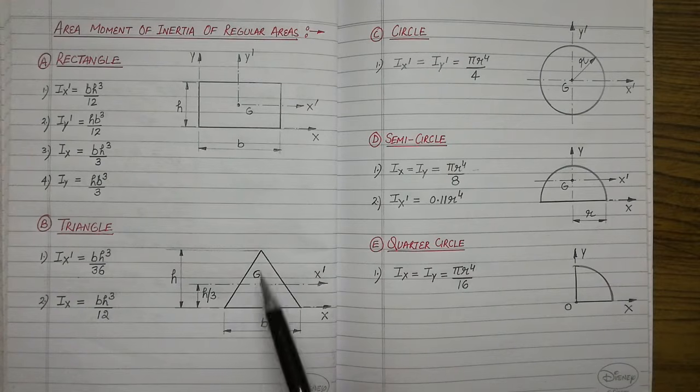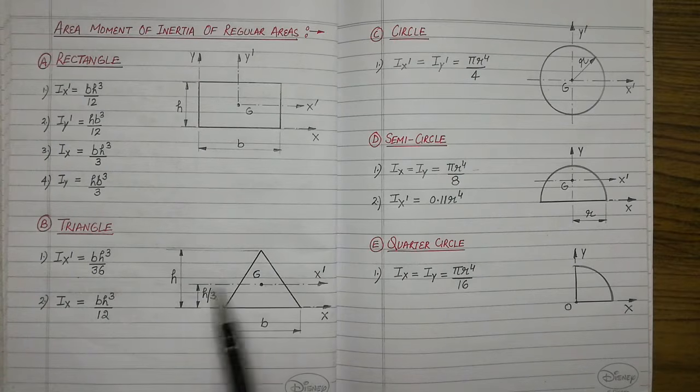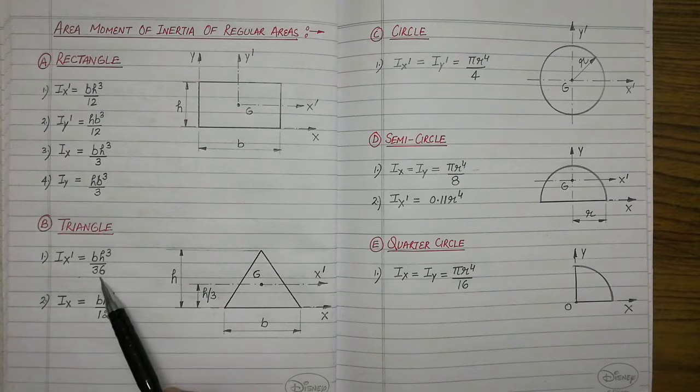Next, the area moment of inertia of this triangular area about its base, which is marked as x, is given by bh cube by 12. So in the denominator we have to use 12. Along its base it is 12, along its centroidal axis parallel to base it is 36 in the denominator.